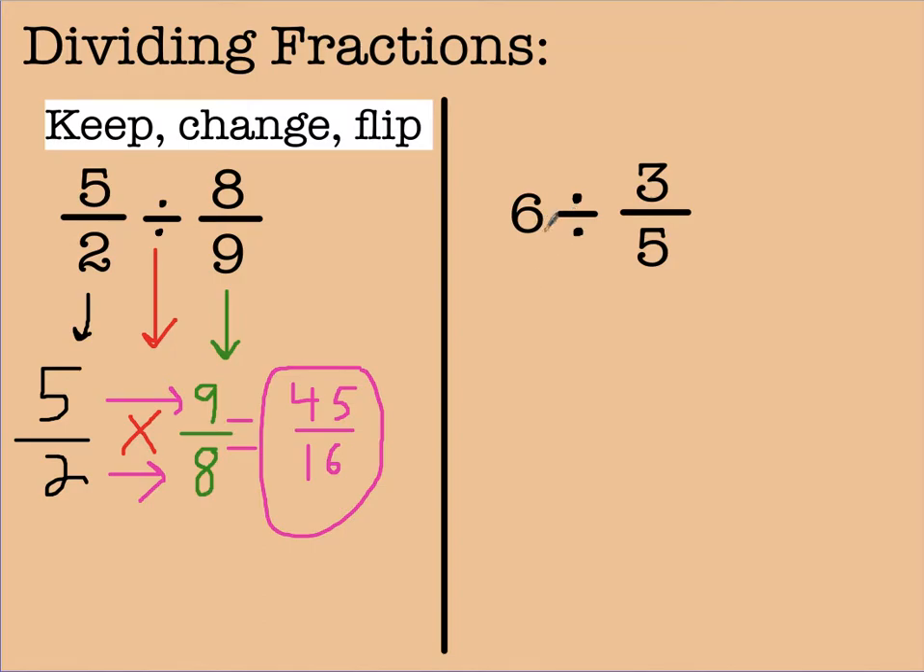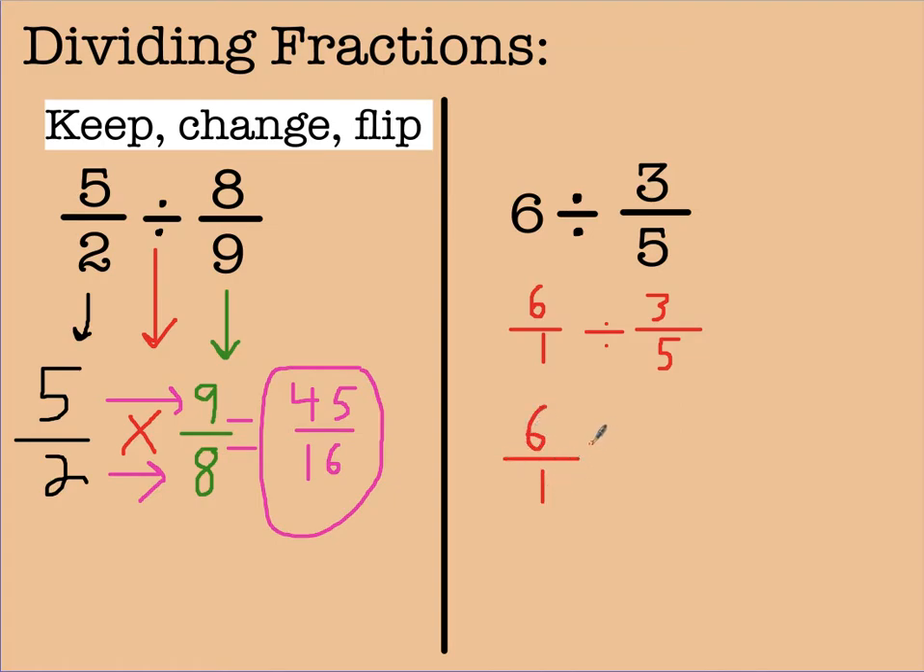Second one here, 6 divided by 3 over 5. So 6 we can change to 6 over 1, divided by 3 over 5. And at first this looks like 6 divided by 3, that's 2. 1 divided by 5, be careful. If we're doing 5 divided by 1, that's 5. But 1 divided by 5 is not a whole number. So we cannot do this by dividing straight across.